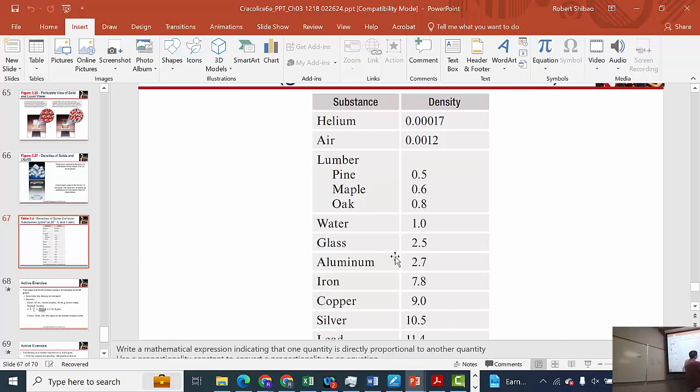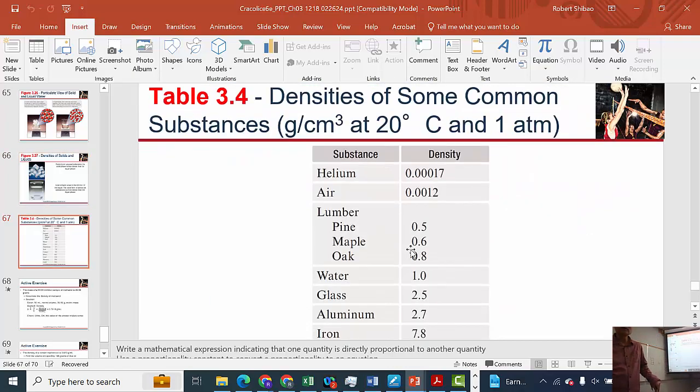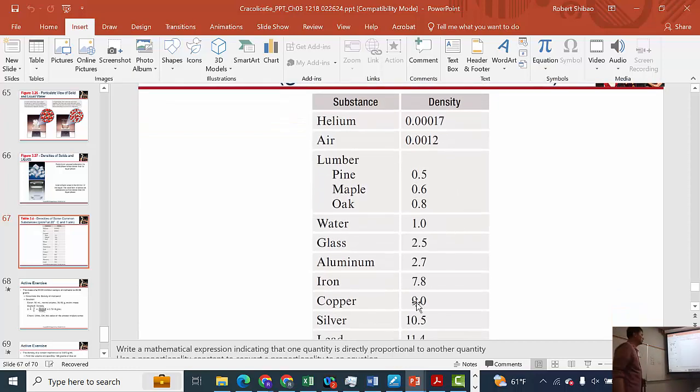Helium is 0.17 grams per liter. So gases we like to do in grams per liter, but everything else we like to do in grams per milliliter. Now, grams per milliliter is the same as grams per cubic centimeter, so those units are interchangeable here. A centimeter cubed is exactly the same as a milliliter, so we can use those interchangeably. However, sometimes people like to use cubic centimeters for solids and milliliters for gases and liquids, but it doesn't really matter.